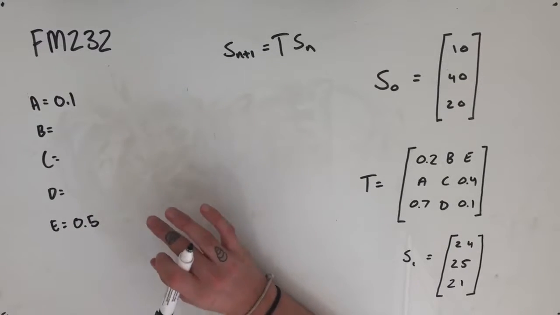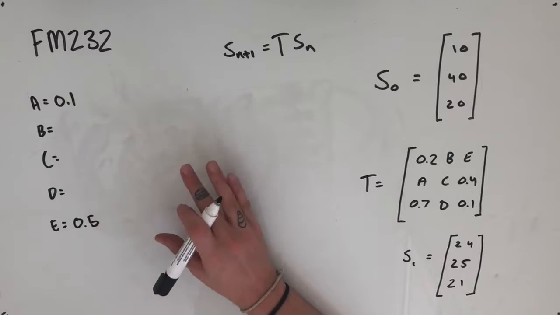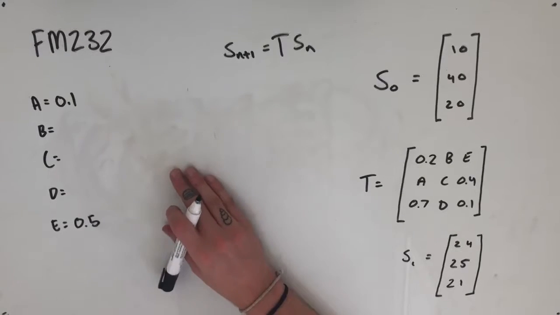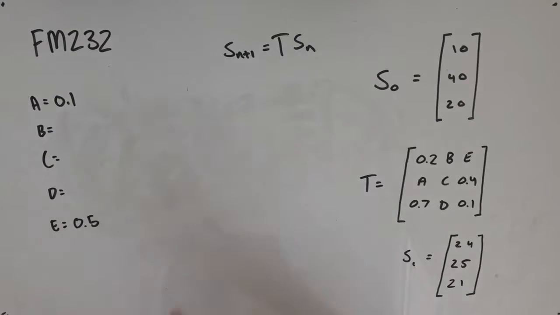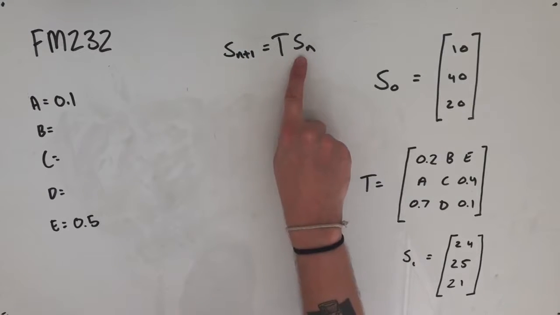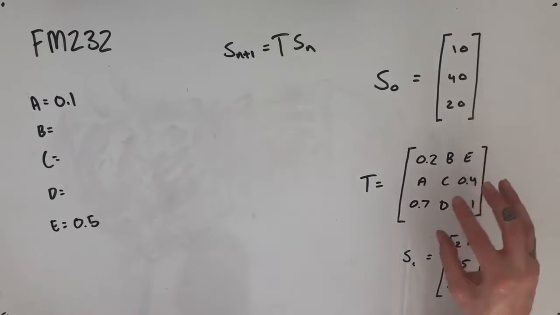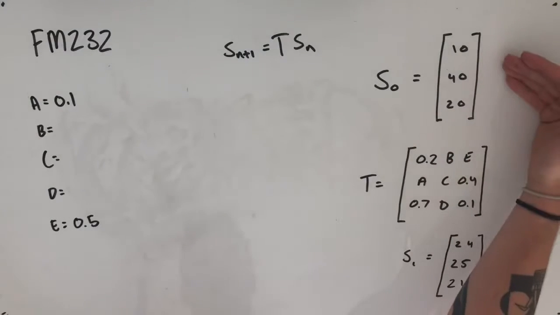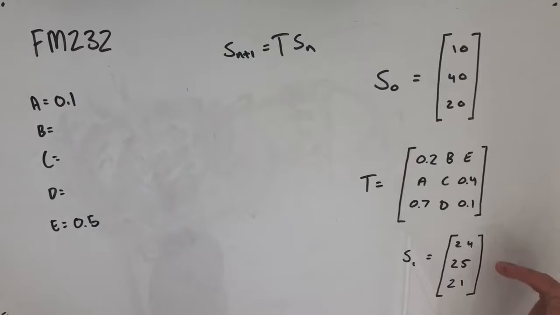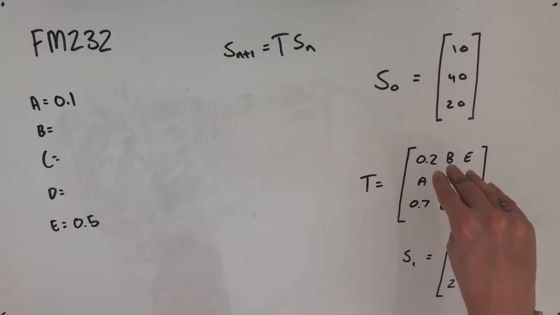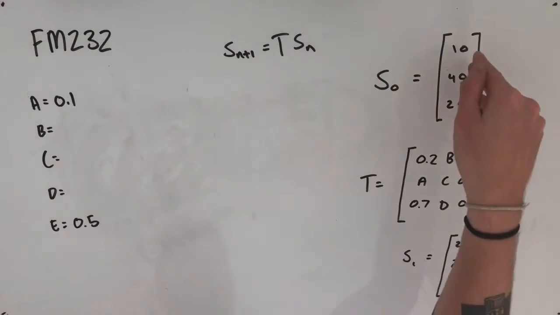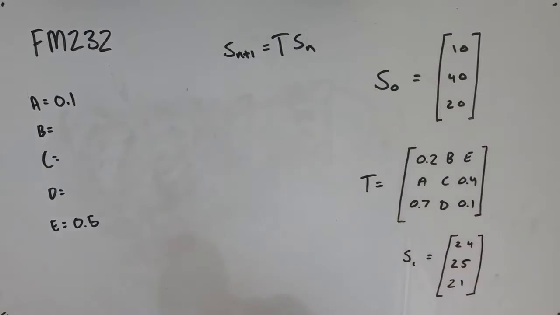B, C, and D are a little bit more tricky, however, not too tricky once you're aware of how to do them. Let's think for a moment here. We've got a transition matrix times a state matrix to get to another one, which means that our transition matrix times our initial state matrix is what gets us the values in our next state matrix. So if we were to multiply the top row by this column, we should get an answer of 24, and we can use that to our advantage.